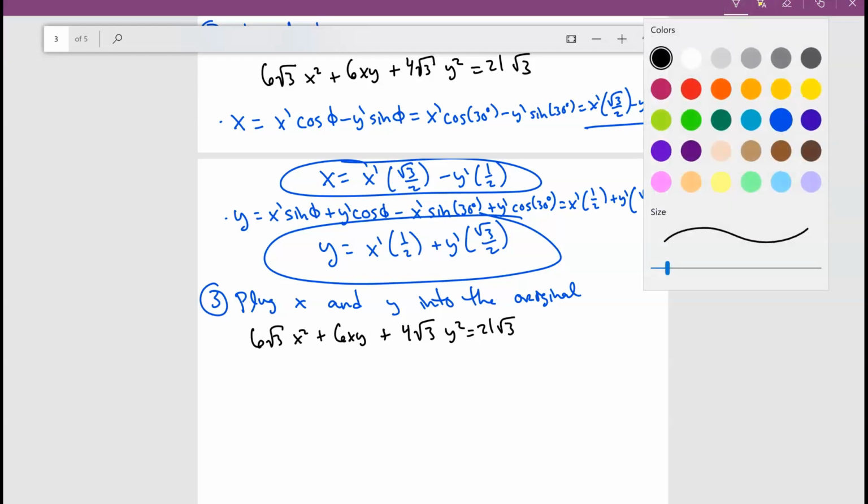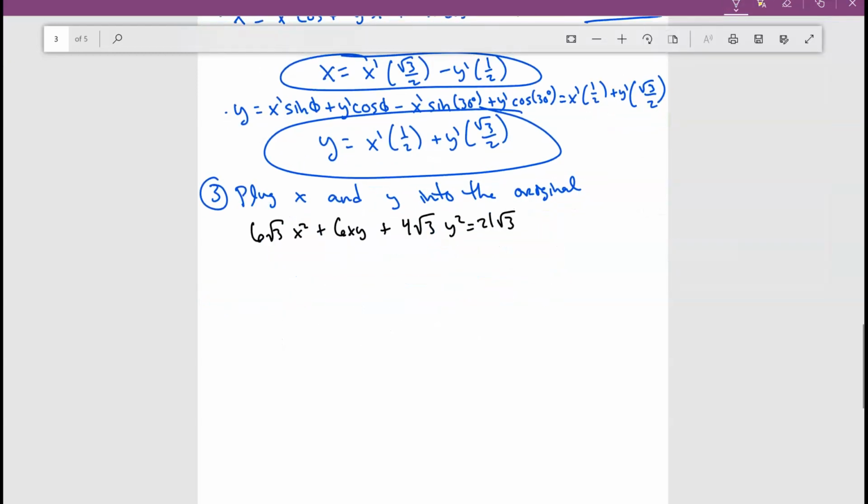So here we go. We're going to have 6 square root of 3 times x. X in this case is x prime square root of 3 over 2 minus y prime times 1/2, whole quantity squared, plus 6 times x, where x is x prime square root of 3 over 2 minus y prime 1/2.